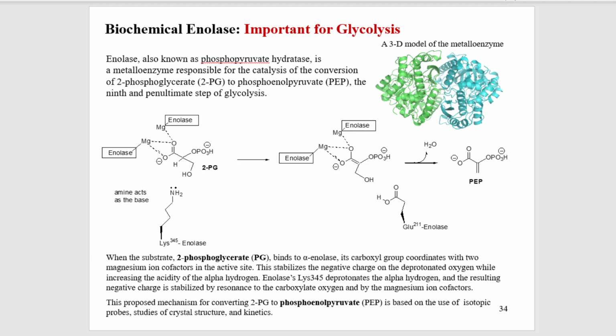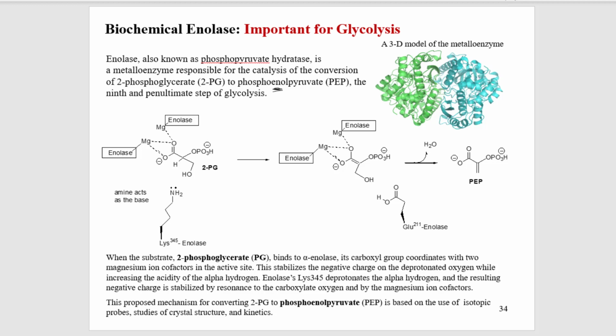Another cool biochemical enolate reaction, which is also important in glycolysis, has to do with enolases. Enolases are enzymes, and here's a 3D model of a metalloenzyme known as phosphopyruvate hydratase. There's a metal that sits right in the center. It catalyzes the conversion of 2-phosphoglycerate, 2-PG, to phosphoenolpyruvate, PEP. You can see the enol form in here. It is the ninth and penultimate step of glycolysis.